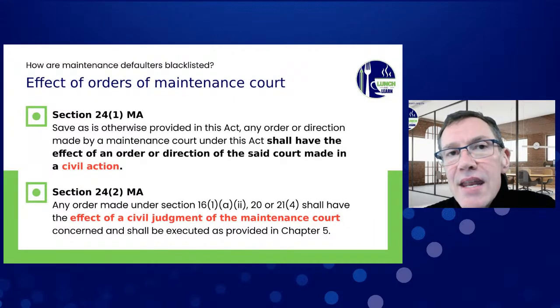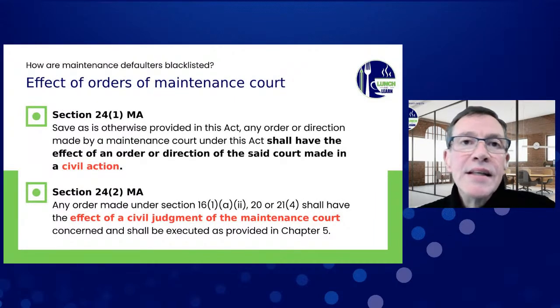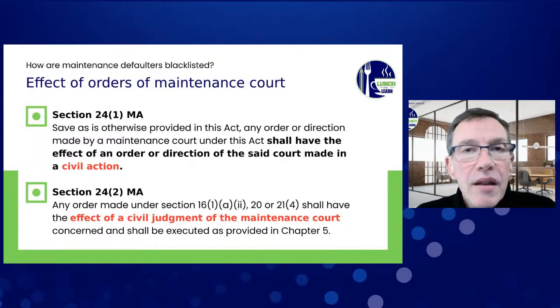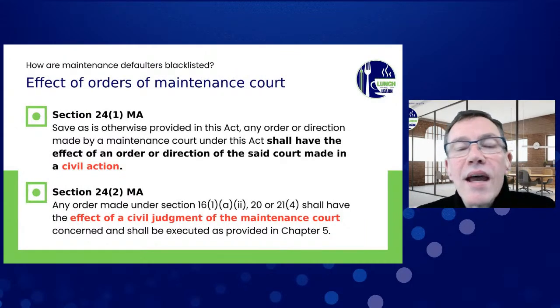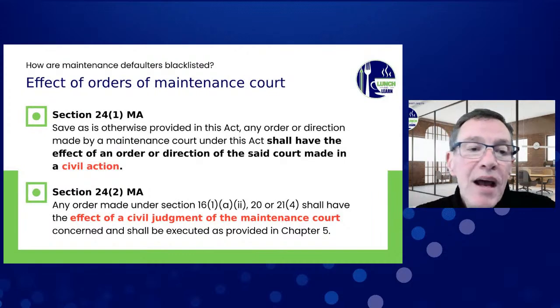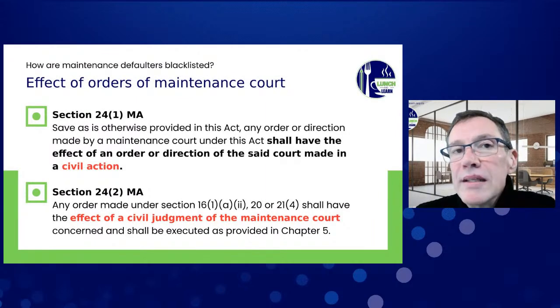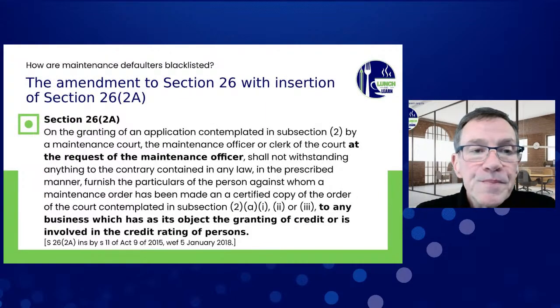That is my understanding. I've spoken to a couple of colleagues, and we are all in agreement that it should not be negated. It should not be refused. In all instances where there is an order made, it is considered in terms of Section 24(2) to have the effect of a civil judgment, and that should be listed on the credit bureaus.